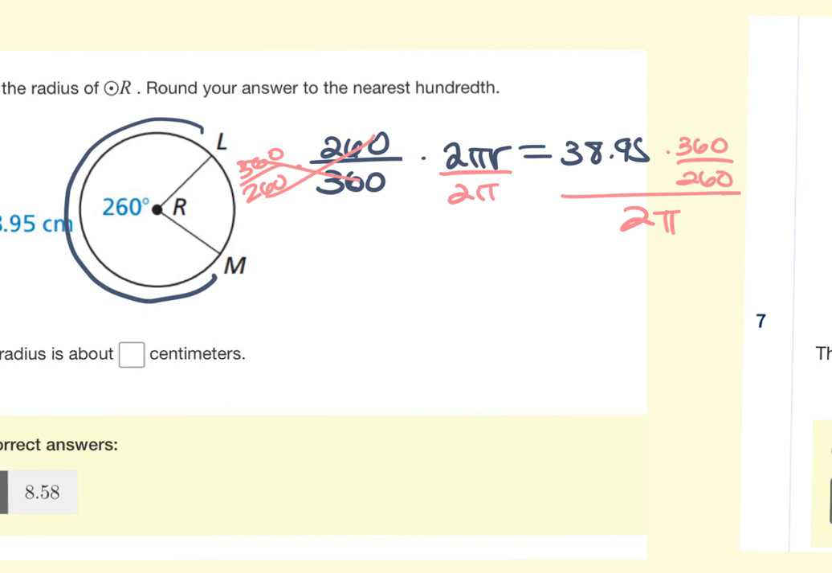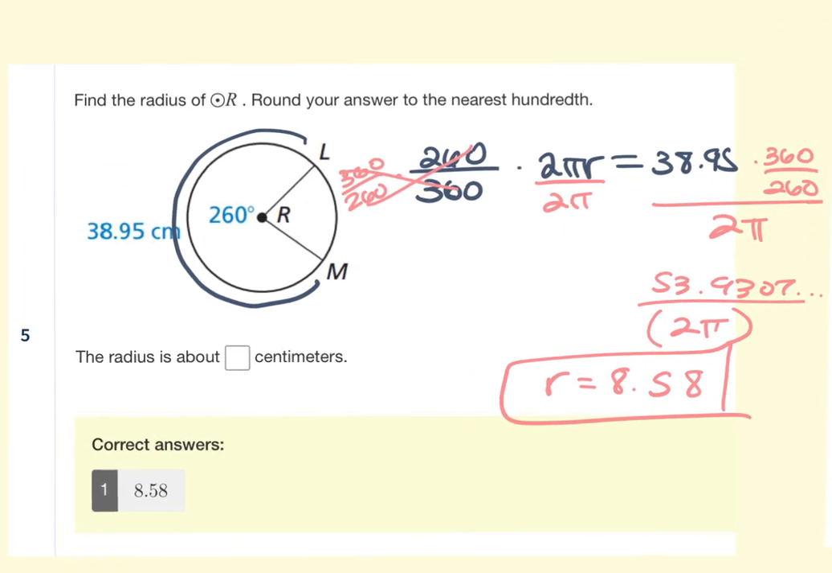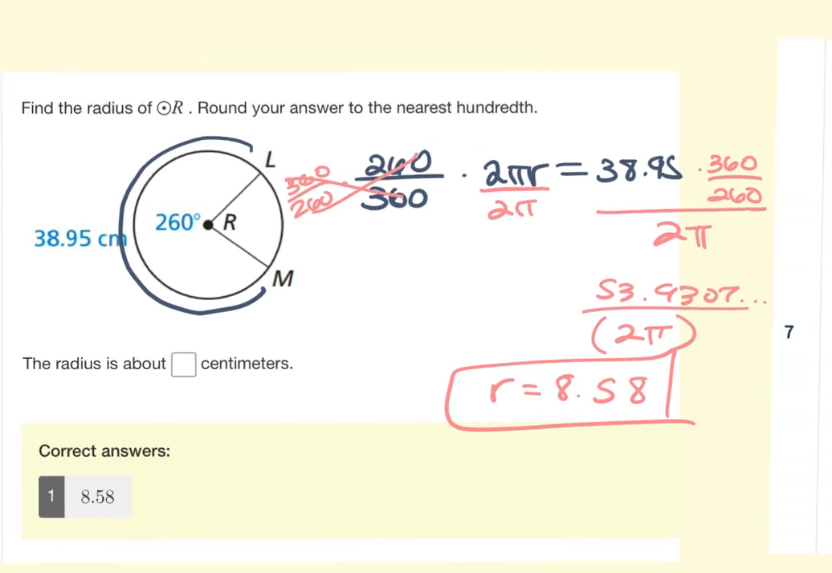And you can do that as many steps as you want. 38.95 times 360 divided by 260 gives me 53.9307, and so on. Divide that by 2 pi, putting the 2 pi in parentheses so that it groups them together. And I get r is 8.58. So you've got to work backwards. Yes, you will have questions like that. Yes, you will use your calculator.